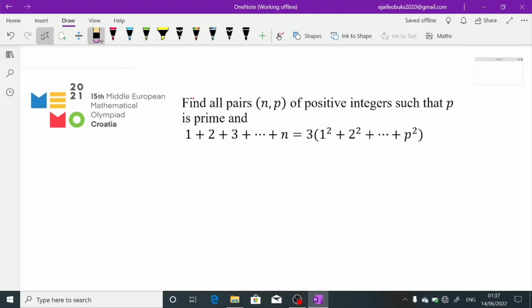It's me, Obukome Jaifi, and today we'll be looking at a number theory problem from the 15th Middle European Mathematical Olympiad 2021 edition held in Croatia. It says: find all pairs (n, p) of positive integers such that p is prime and 1 plus 2 plus 3 and so on plus n equals 3 times (1 squared plus 2 squared plus so on plus p squared). Okay, so that's our problem for today.